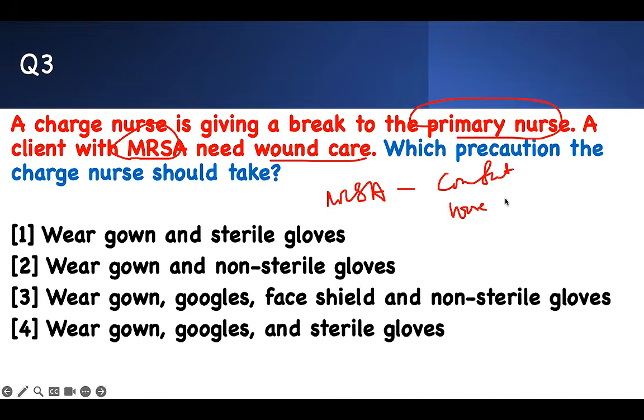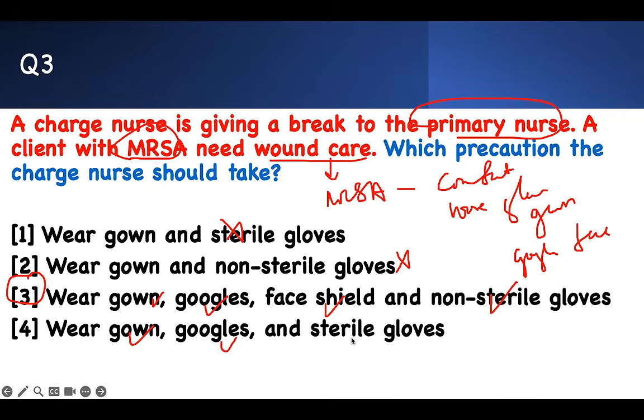Gloves, right? And gown. When you have to touch a wound, you got to protect your face from splashing. So you got to add goggles and a face shield. You don't need sterile gloves. This is not enough. You wear gown, goggles, face shield, and non-sterile gloves. This is enough. You wear gown, goggles, sterile gloves. Your face is at risk for the infection. So 3 is a better choice.